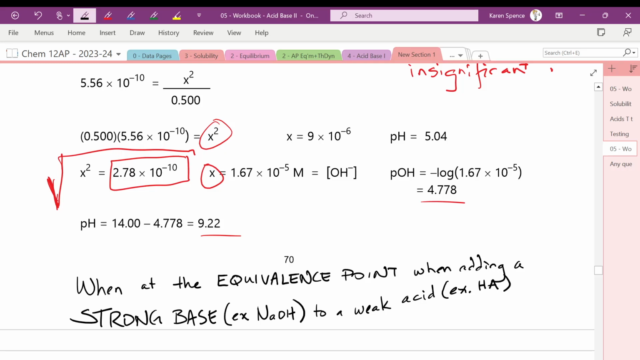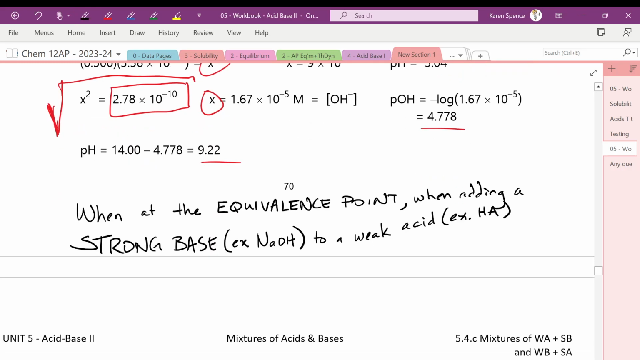Who is the only thing that's going to be present at the equivalence point? When at the equivalence point, when adding a strong base to a weak acid, the only thing present is the conjugate base. I didn't really write enough room. There we go.